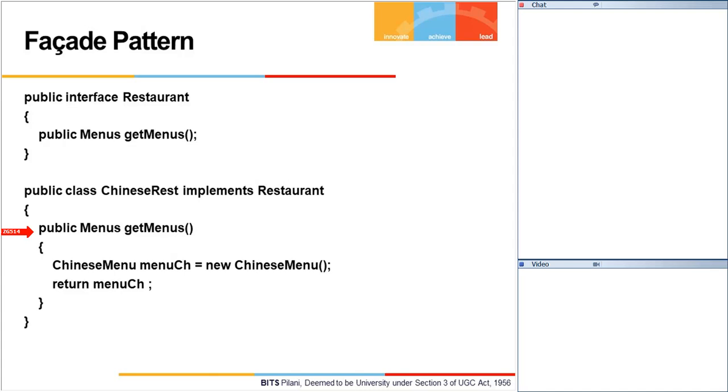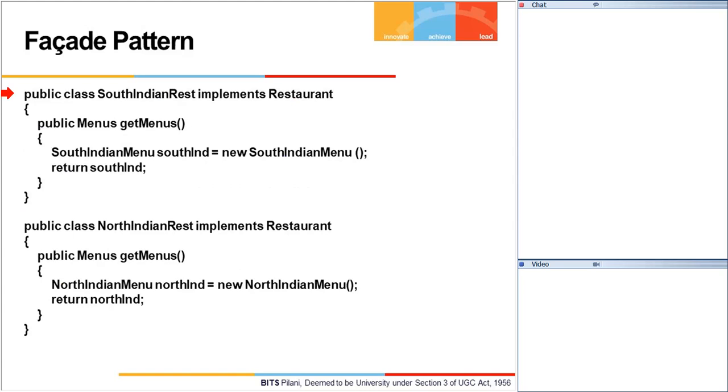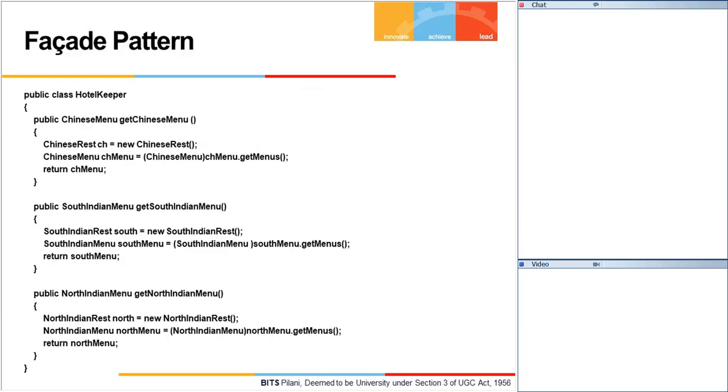I'm not writing implementation for all the 11 different types of restaurants. It would be the same. I've got two more, so there might be some South Indian restaurant, some North Indian restaurant. The idea is each of these classes implements the restaurant interface, and they provide the implementation for the get menus method. In the get menus method, each of them creates an object of their corresponding menu and returns that particular object. Now let's see what the hotel keeper does.